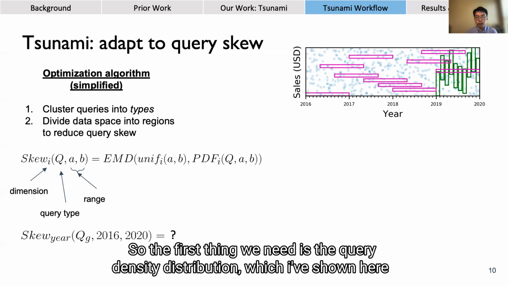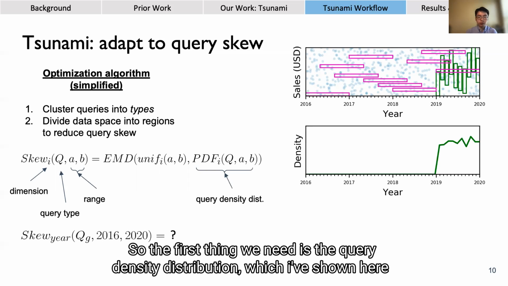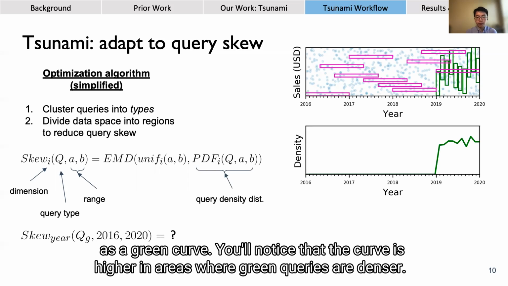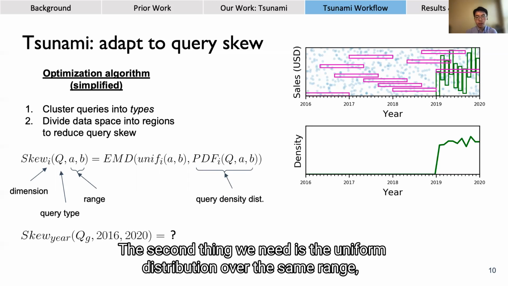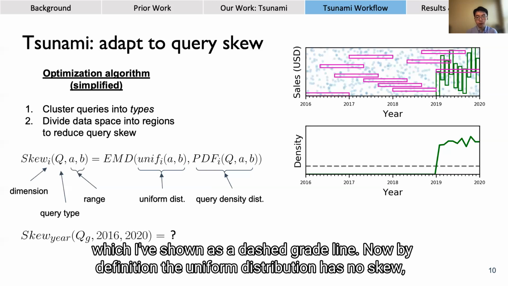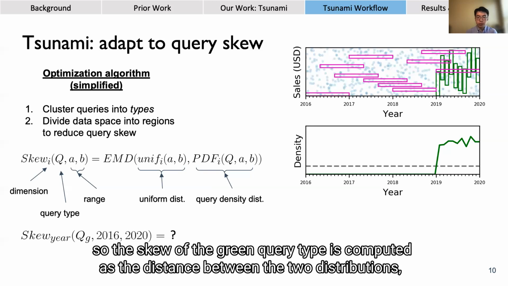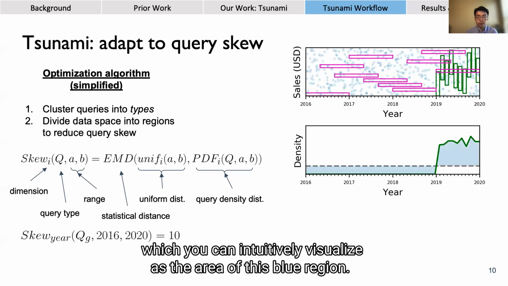So the first thing we need is the query density distribution, which I've shown here as a green curve. You'll notice that the curve is higher in areas where green queries are denser. The second thing we need is the uniform distribution over the same range, which I've shown as a dashed gray line. Now, by definition, the uniform distribution has no skew. So the skew of the green query type is computed as the distance between the two distributions, which you can intuitively visualize as the area of this blue region.